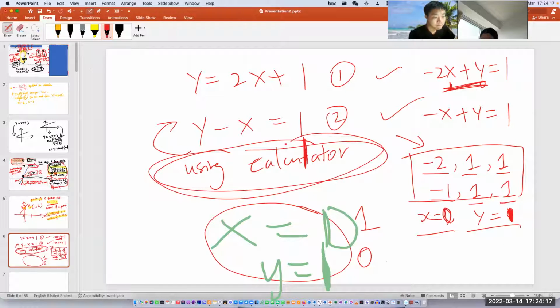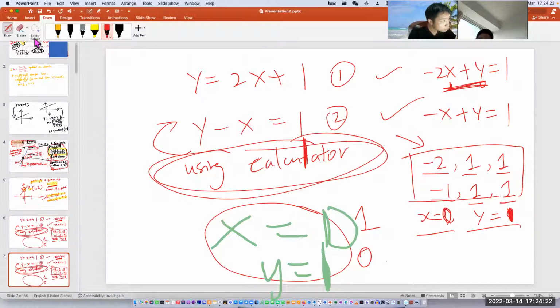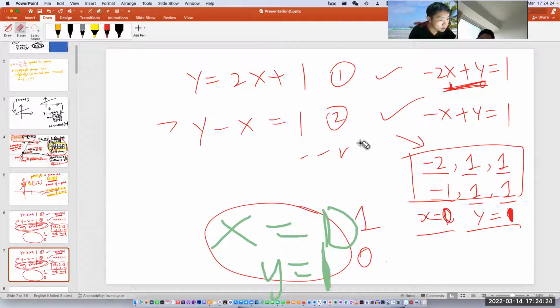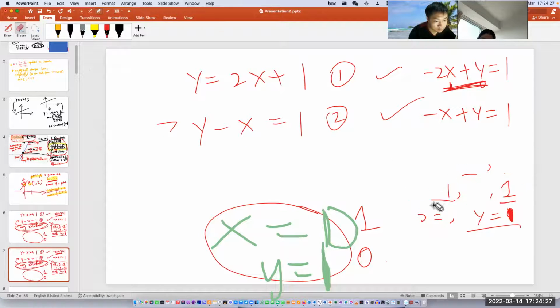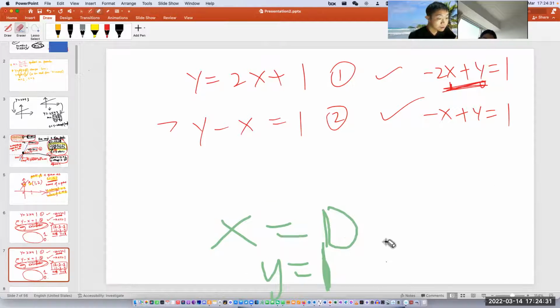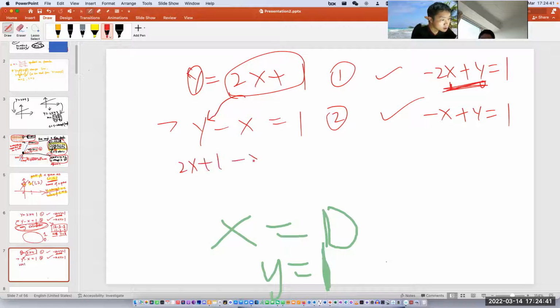That's one way. What is the other way to solve this, if you don't use a calculator? Calculator is very fast, but what if you use some other method, manually? How? This one is equal to y, so you just replace your y. So it's 2x plus 1 minus x is equal to 1. Basically this y is replaced by this whole thing.